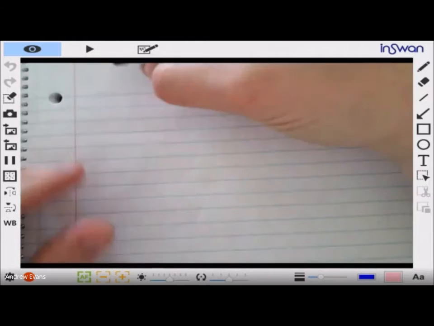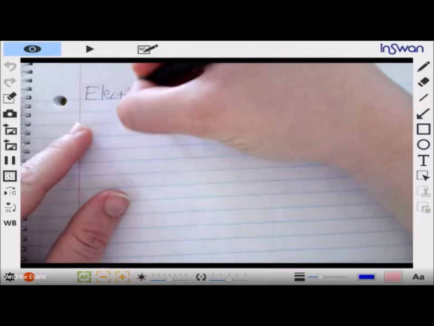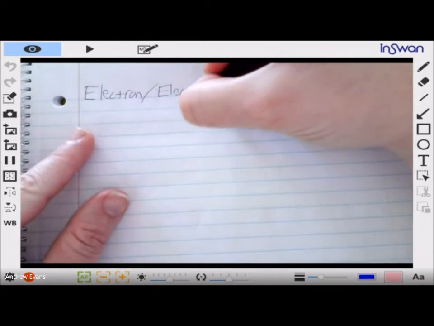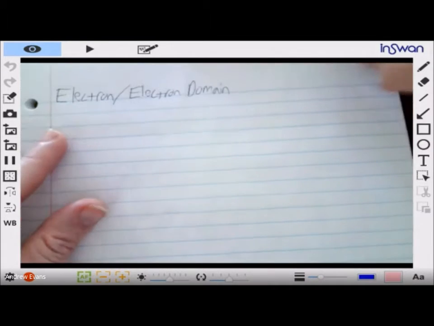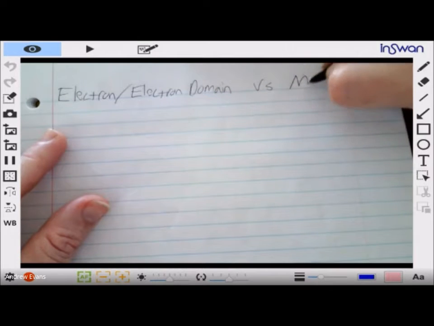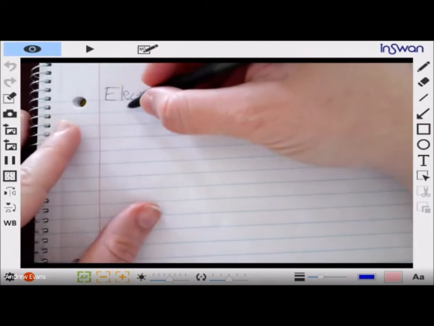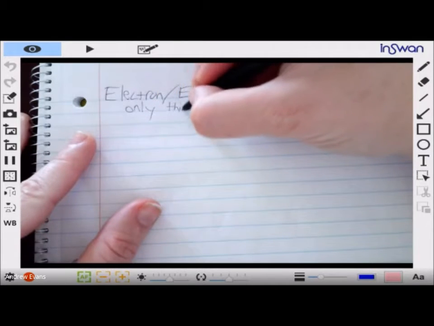Now, looking at shapes and electron geometry, you have two basic types of geometry: electron domain and molecular. We have a few basic shapes here. Electron domain is where we count only things off the center atom.